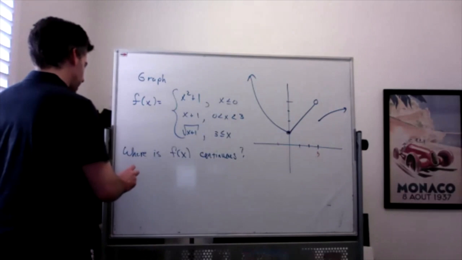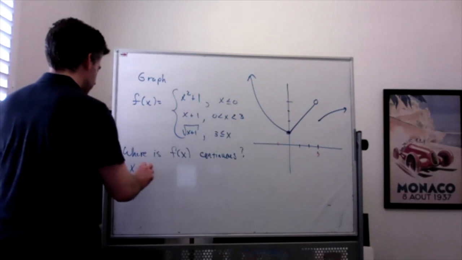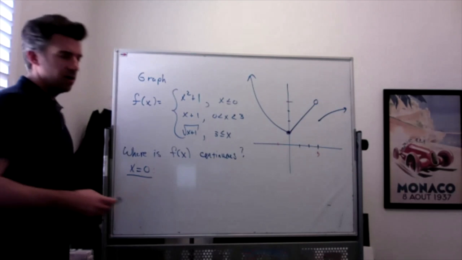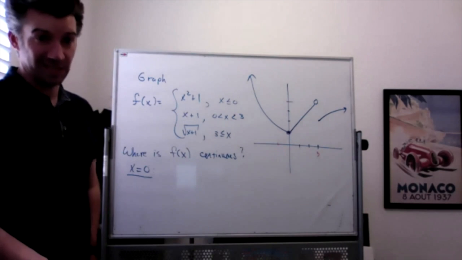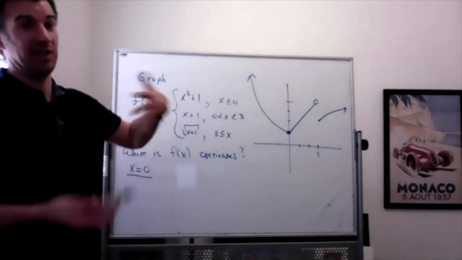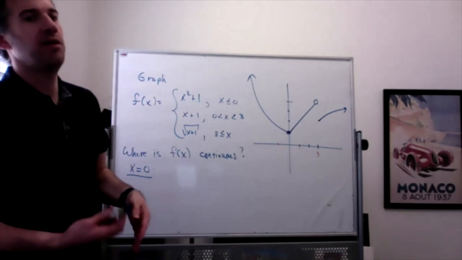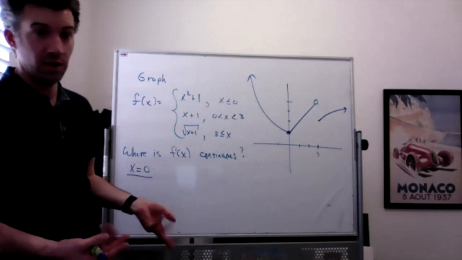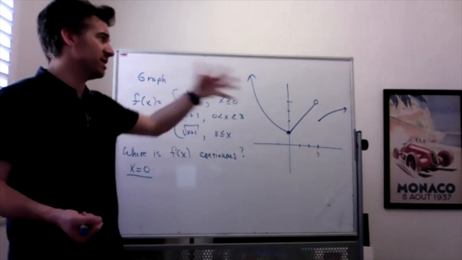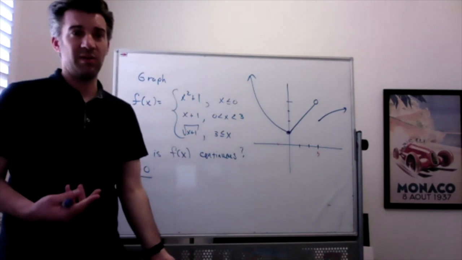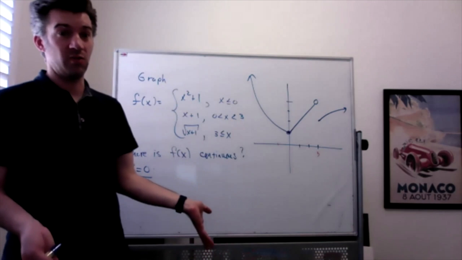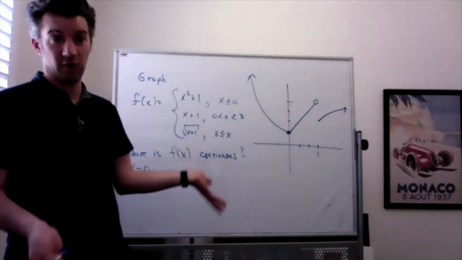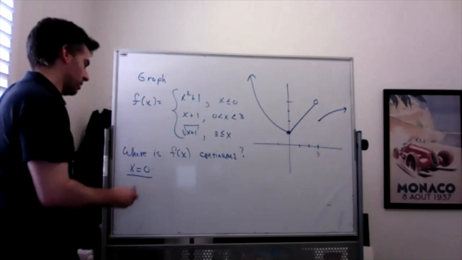So let's first look at x equals 0, which we're already pretty sure it's continuous at because we've drawn the picture and it looks continuous there. That's not a substitute for showing it's continuous using the definition. So you can totally draw this picture and say it's continuous at 0, but if someone asks you to use the definition of continuity to show it's continuous, that wouldn't be sufficient. So here's how you actually do it.